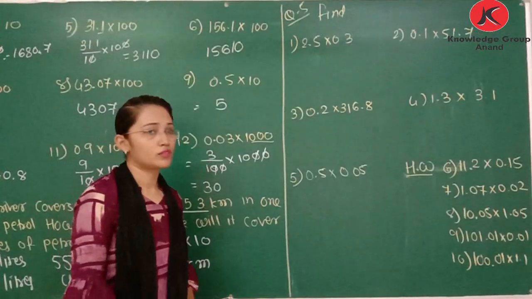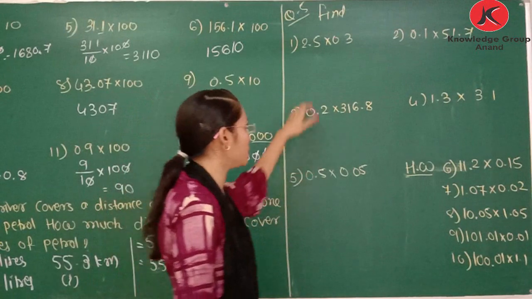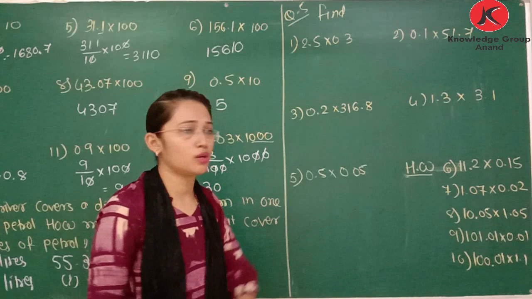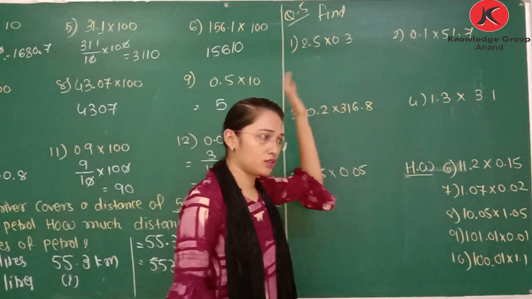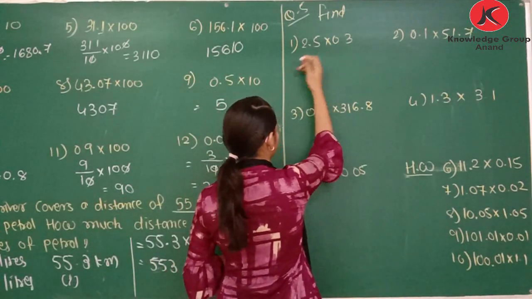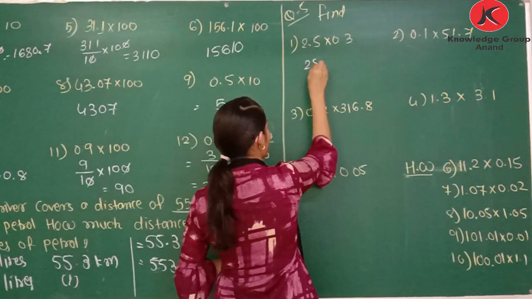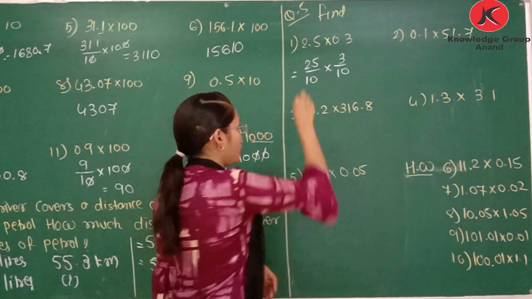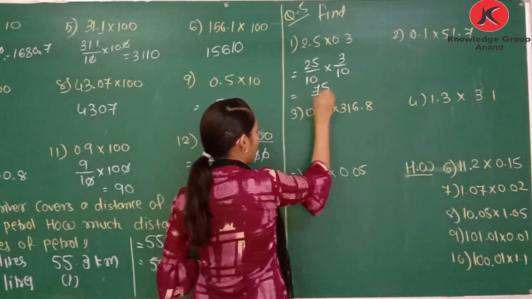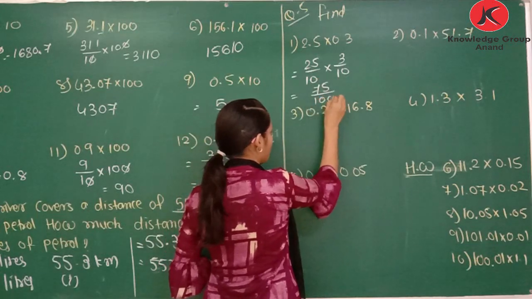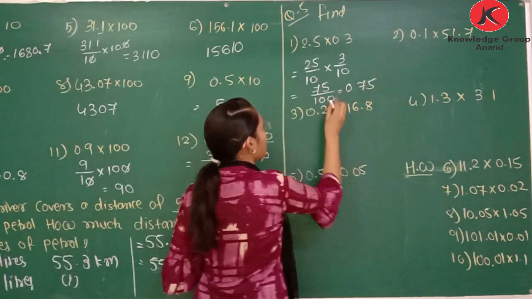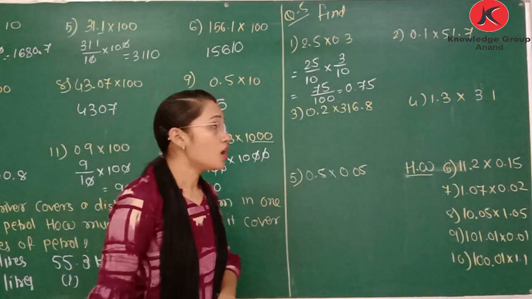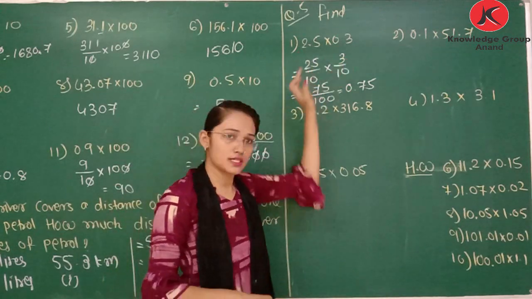Clear? Now question number 5, find the multiplication of decimals, that is 2.5 into 0.3. So we have to do just 25 multiply 3. So that is 75. Or you can write like this, 25 divided by 10 multiply 3 divided by 10. Clear? 25 threes are 75 divided by 100. So it is 0.75. Why? Because 100 in the denominator, so it is 0.75. Otherwise you can find 25 threes are 75.